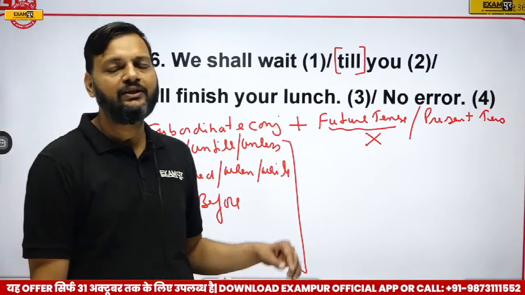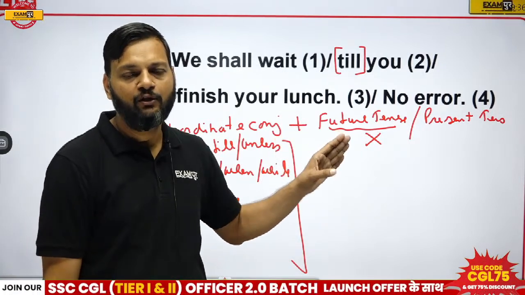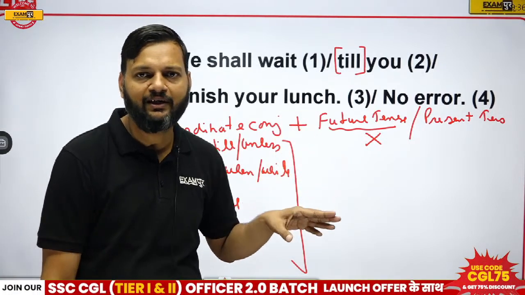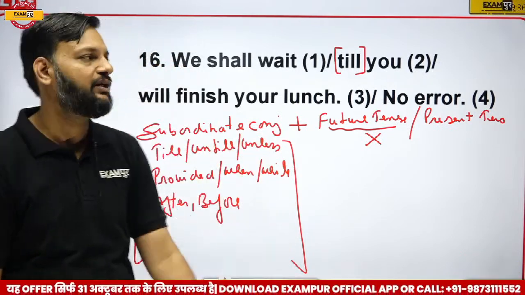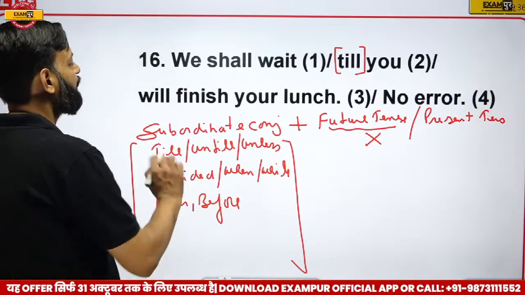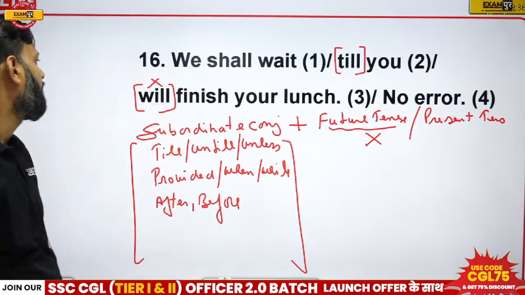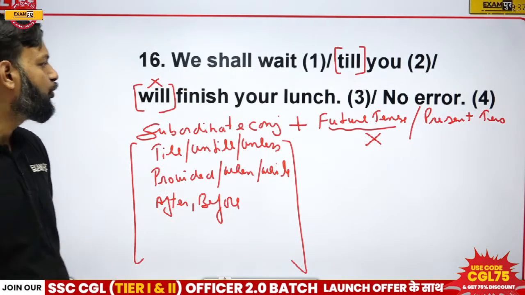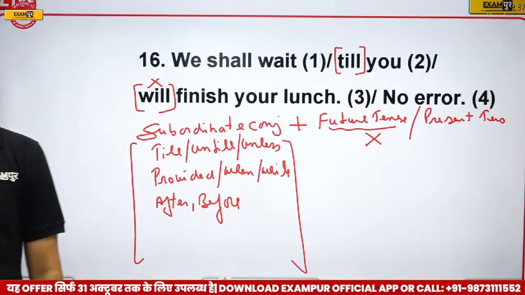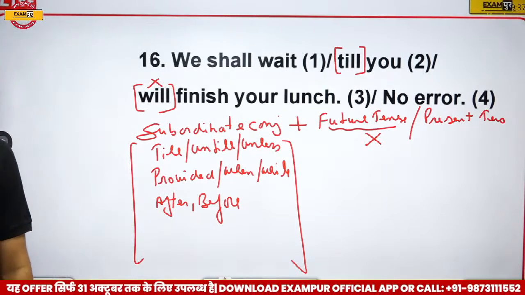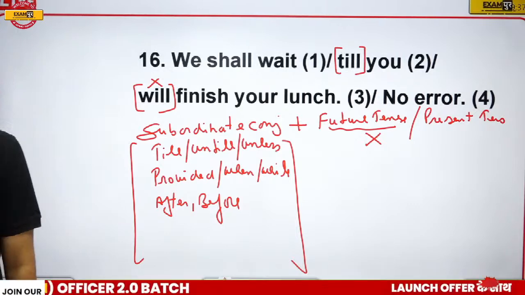And subordinate conjunctions are never followed by future. So if there is future tense after a subordinate conjunction, it should be changed into present tense. So in till you will finish, the will has to be removed. So we shall wait till you finish your lunch. Till you finish your lunch would be the right answer. Okay.